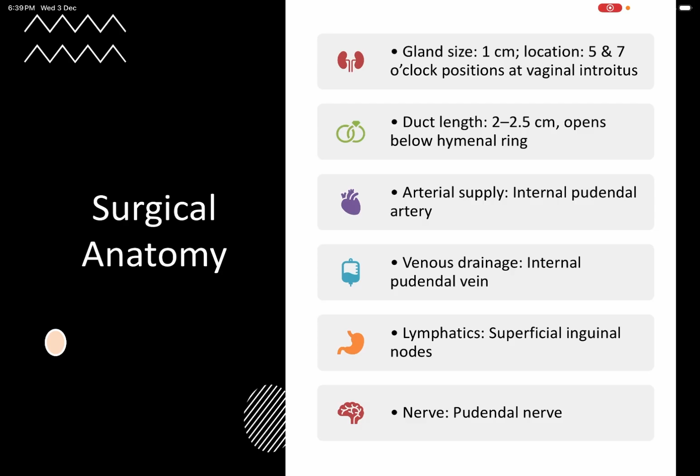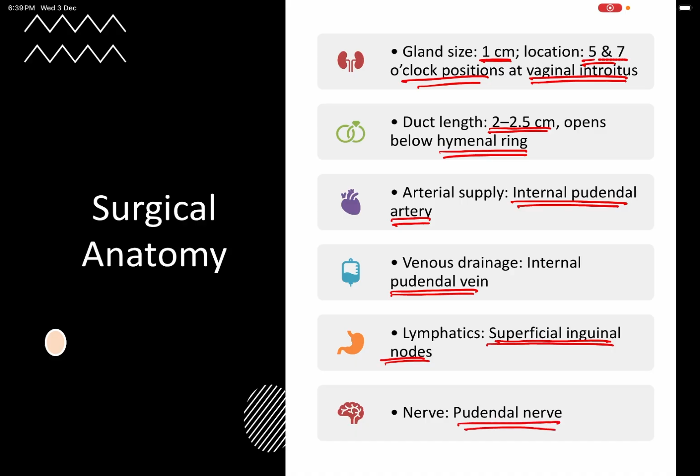Coming to the surgical anatomy, the gland size is roughly 1 centimeter in length and it is located in 5 to 7 o'clock position at the vaginal introitus. The ductal length is 2 to 2.5 centimeter open below the hymenal ring. It is supplied through internal pudendal artery and the venous drainage is through internal pudendal vein, and superficial inguinal nodes are the lymphatics that supply this Bartholin's gland, and it is supplied through pudendal nerves.